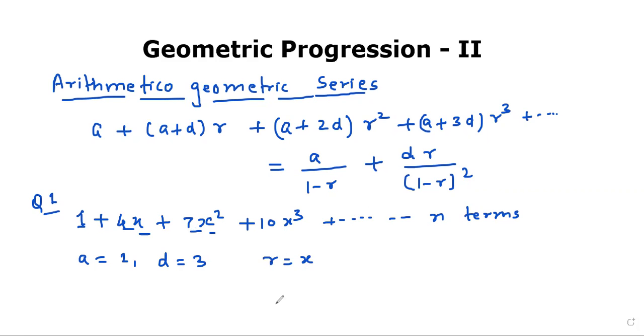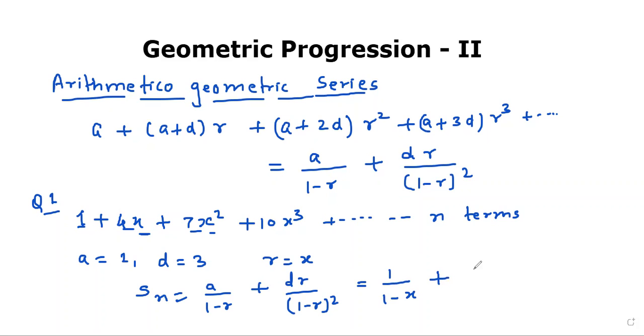Now we apply the formula. So Sn is given by A upon 1 minus R plus dr divided by 1 minus R whole square. So we put the values. A is given as 1, 1 minus R, R is x, plus the common difference is 3, D into R into x divided by 1 minus x whole square. Which is the answer.